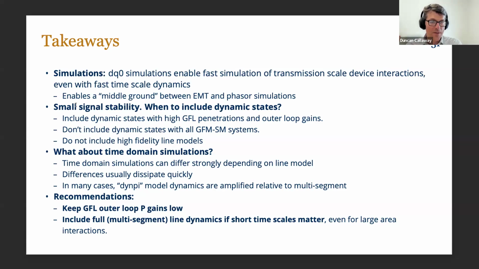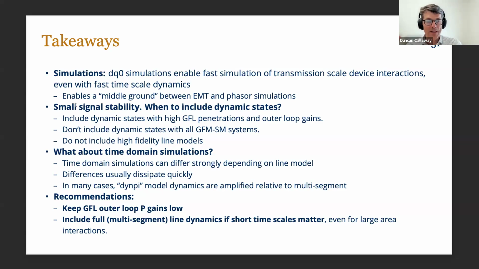For time domain simulations, what we see is that the simulations can differ quite strongly on very short timescales, depending on the line model. This may not be too surprising. What we were hoping is that we would see perhaps some trends in terms of when we can just fully ignore the fastest of the dynamics. However, what we do see is that the differences usually dissipate very quickly, barring an unstable case, which is what comes out of the first part.